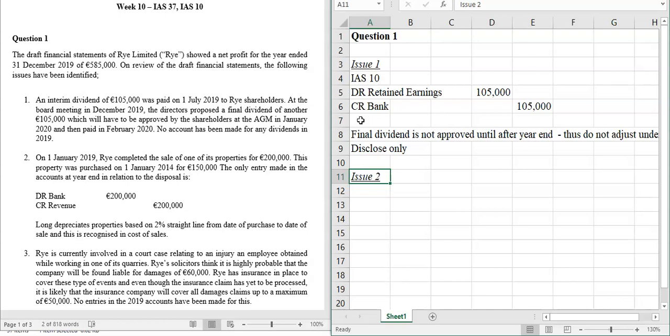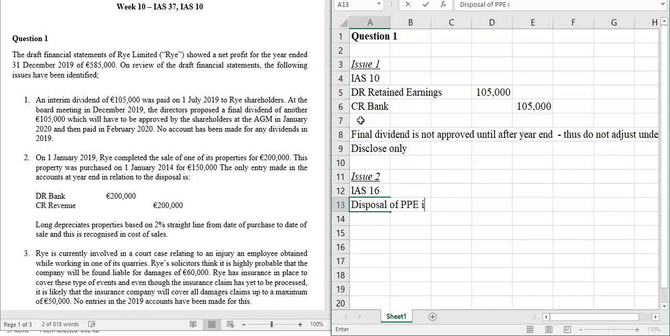The next one tells us on the 1st of January 2019, RAI sells one of its properties for 200 grand, and this was purchased 5 years earlier for 150,000, and the only entry made was to debit bank credit revenue. Now we know this is actually IAS 16, so you can get other standards thrown in as well. That's not how to account for the disposal of property, plant and equipment. We need to calculate the profit or loss on disposal and then reverse or adjust the entry that was currently made. So let's have a look here.